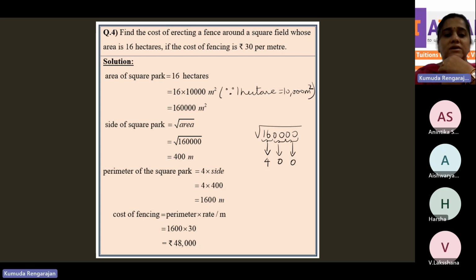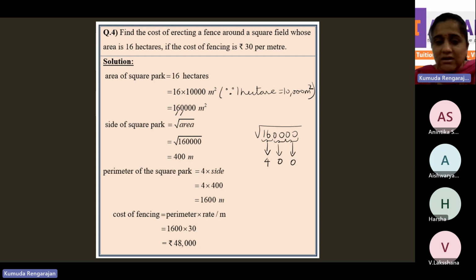So we first convert area which is in hectares to meter square. We know that an area of 1 hectare is equal to 10,000 meters square. So 16 hectares will be 16 into 10,000, 1,60,000 meters square.